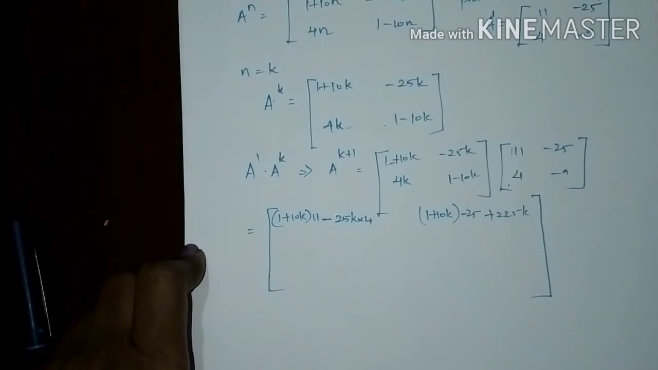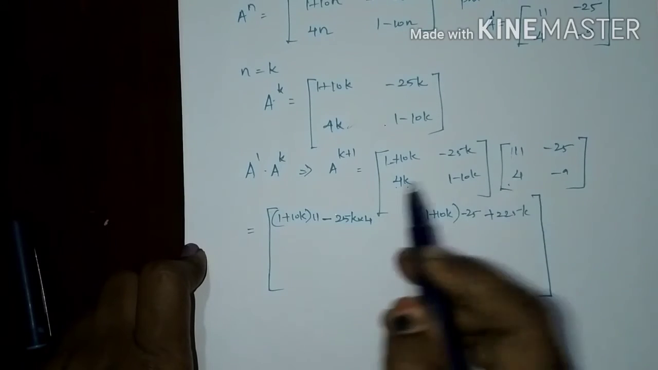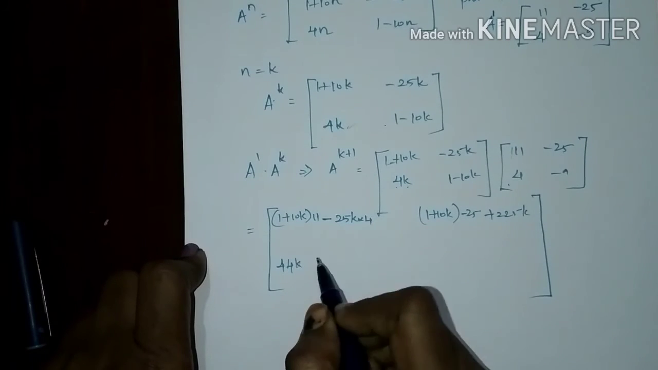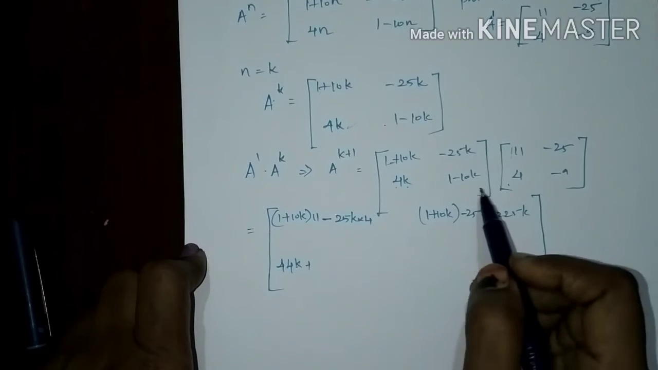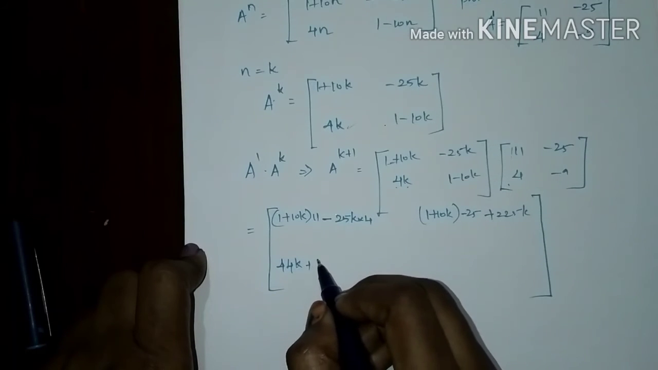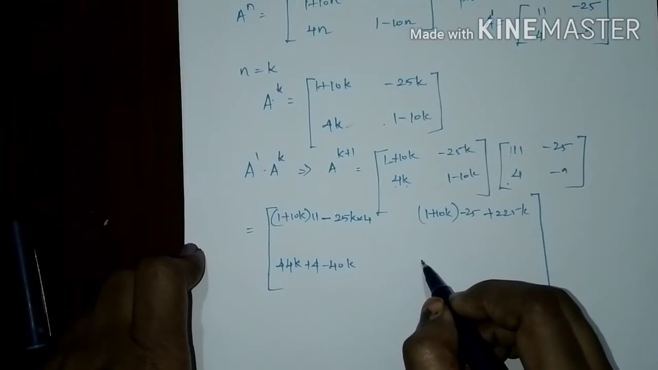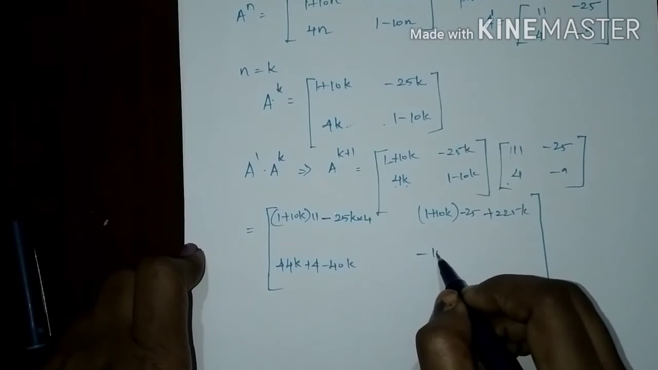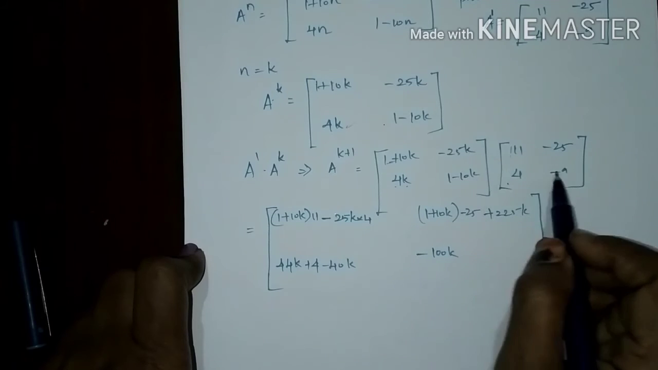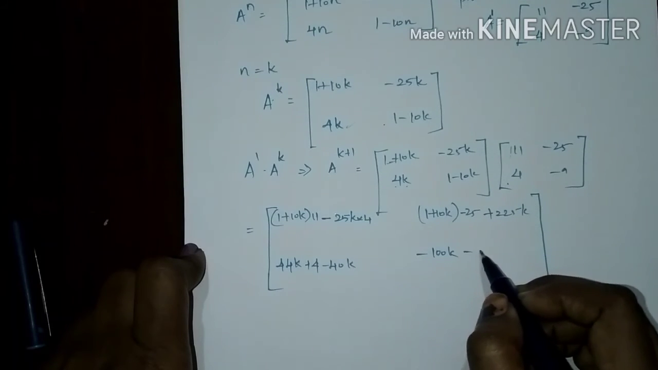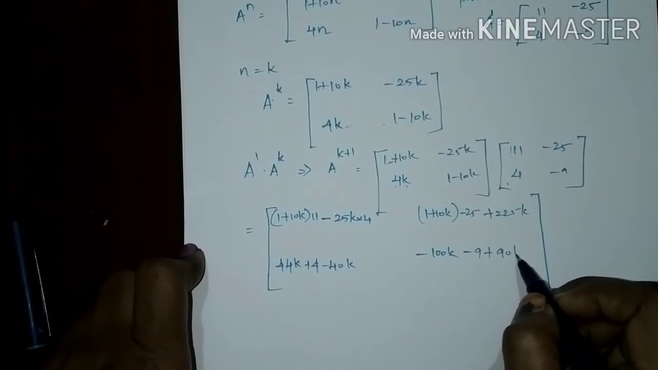The second row will be of 4k into 11, we will get 44k, plus 1 minus 10k into 4, we will get 4 minus 40k. 4k into 25 will get us 100 minus 100k, and 1 minus 10k will get us minus 9 plus 90k.